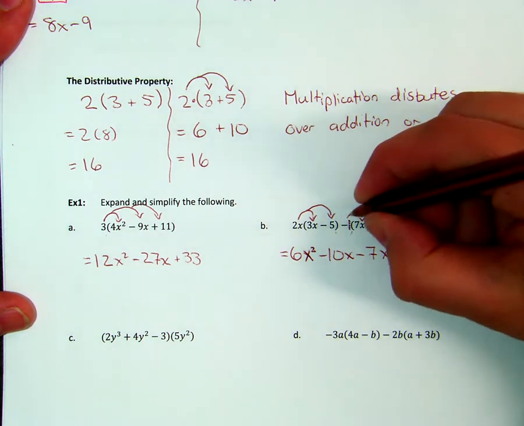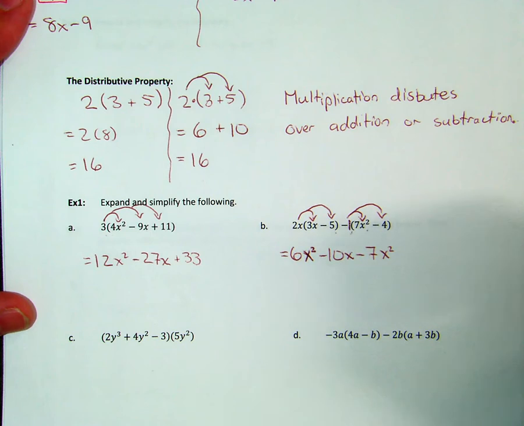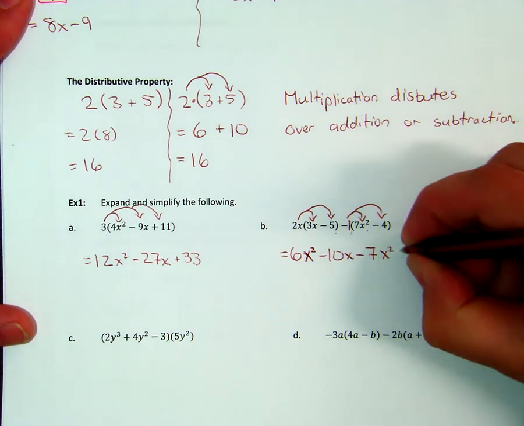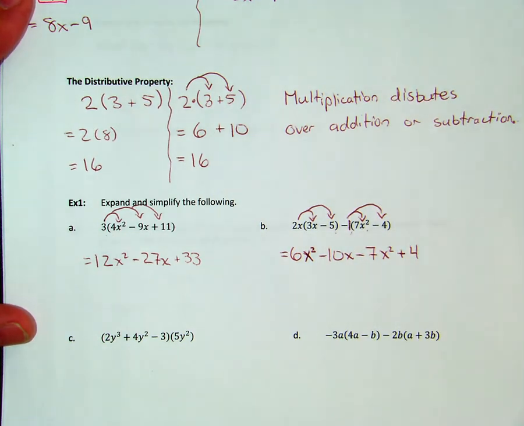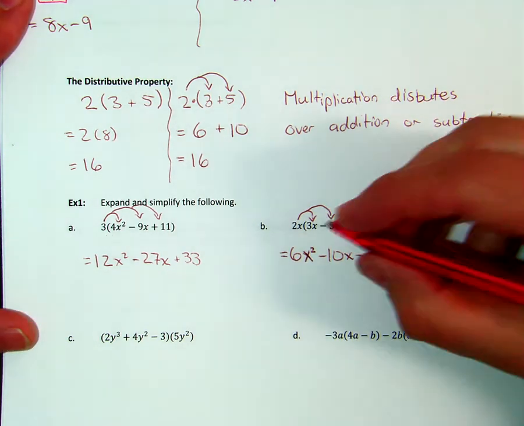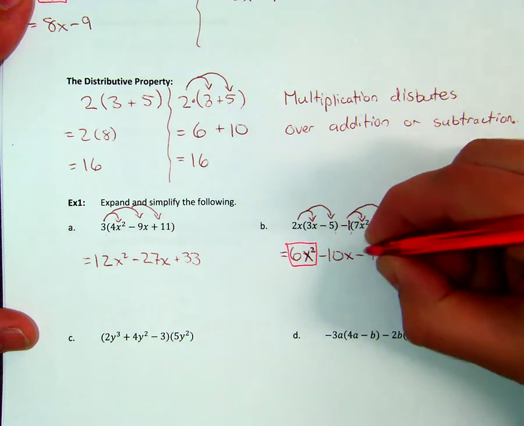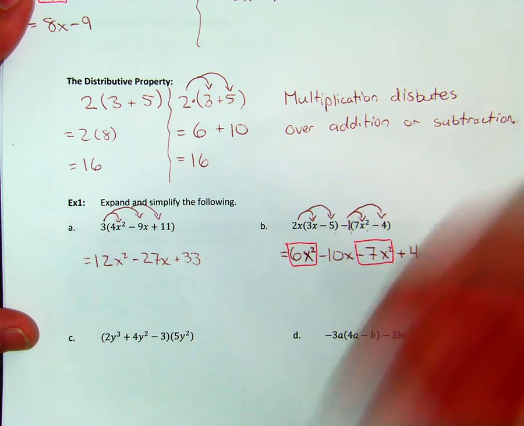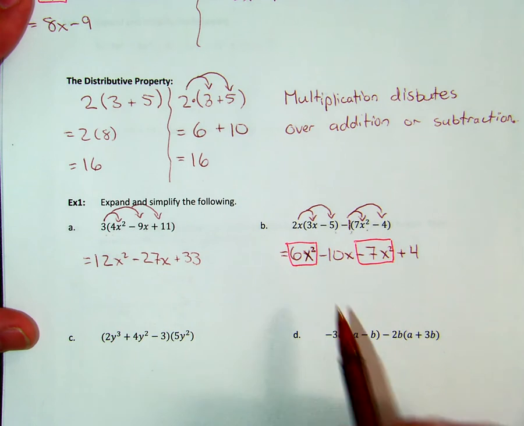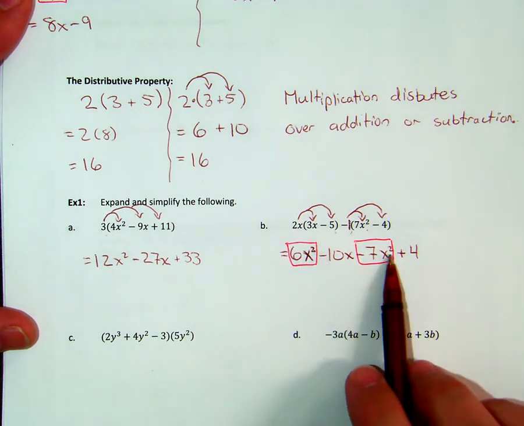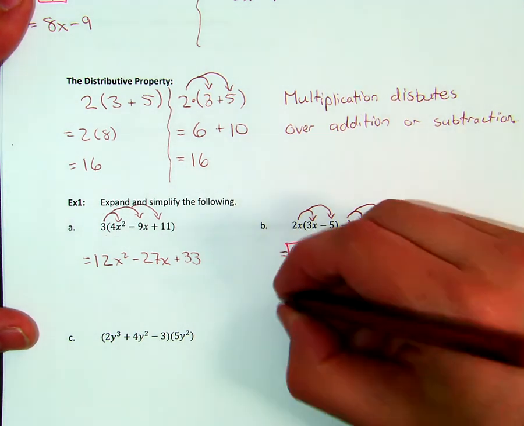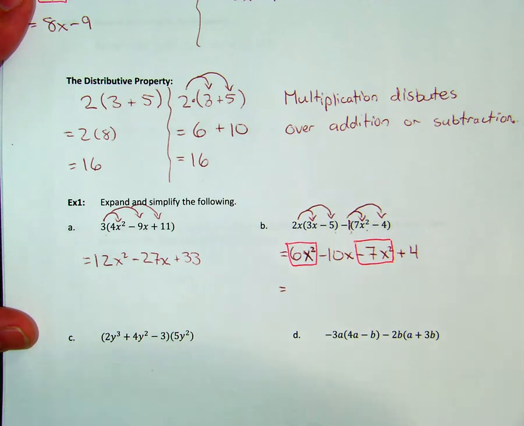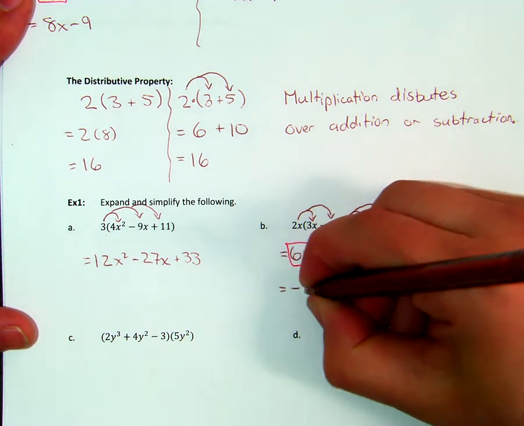And then I'm going to go negative 1 times negative 4. Negative times a negative would be positive, so this would be positive 4. And then what I need to do is collect like terms. So I think the only like terms I have here are the 6x squared and the negative 7x squared, because they both have an x, so the variable is the same, and the exponent's the same. They both have x squared. So if I add those two up, 6 minus 7 is negative 1, so this would be negative 1x squared.